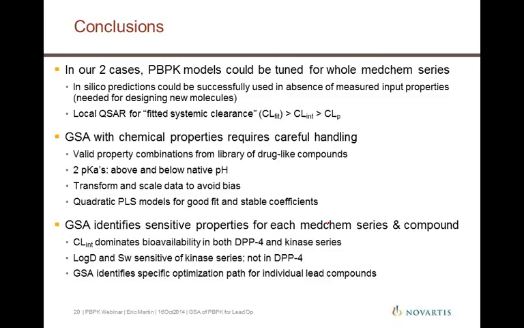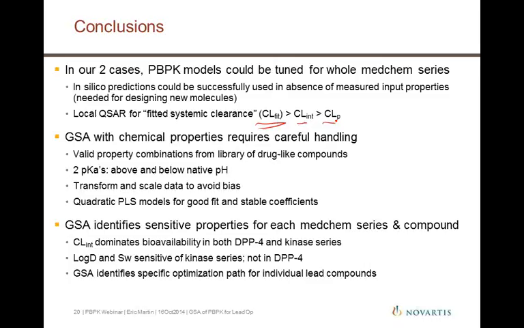And by doing that, we found that the fitted systemic clearance worked extremely well. In some cases, a global QSAR for the intrinsic clearance also worked well in one of the cases. In neither case did the experimental plasma clearance work well for the whole Medchem series. Applying the global sensitivity analysis in order to find the sensitive compound properties for chemicals is a complicated matter.